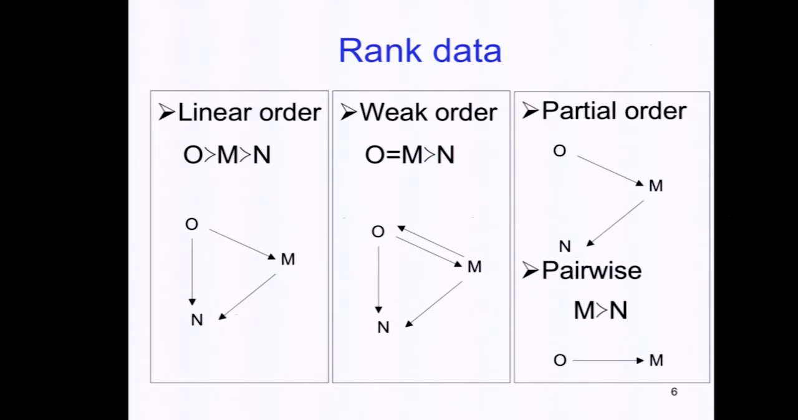But a specific type of partial order is pairwise comparisons. Say, even though we have multiple candidates, let me just ask you, which one do you prefer, O or M? So that's pairwise comparisons. Any quick question about what we mean by rank data? We basically just mean binary relations satisfying some axiomatic properties, especially transitivity, and for most of the talk we'll be focusing on linear orders, but we'll also touch upon other types of preferences.